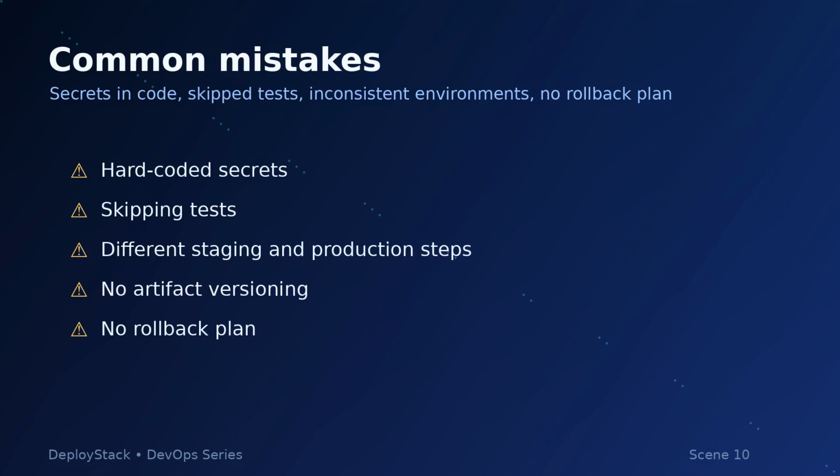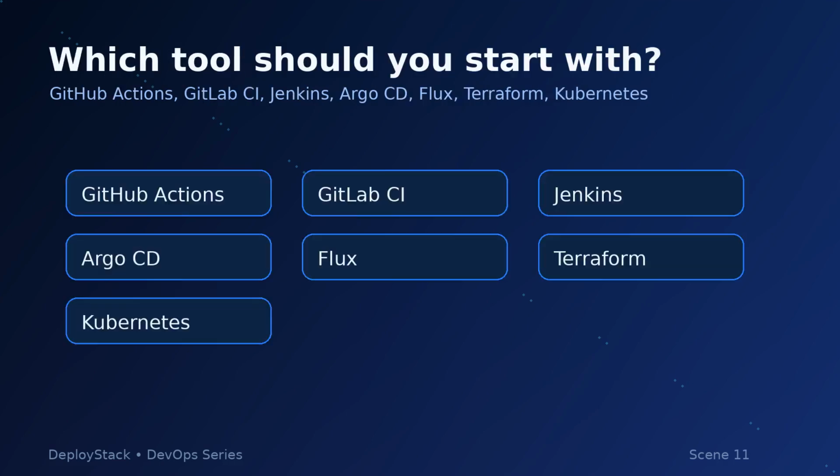Now, here are the mistakes that usually break beginner pipelines. Mistake 1 is putting secrets directly in the pipeline file. Never hardcode passwords, tokens, API keys, or cloud credentials into your repository. Use secret managers or the built-in secrets feature of your CI/CD platform. Mistake 2 is skipping tests because deployments feel urgent. That is exactly when tests matter most. If your test suite is slow, improve the test strategy. Do not remove the safety net.